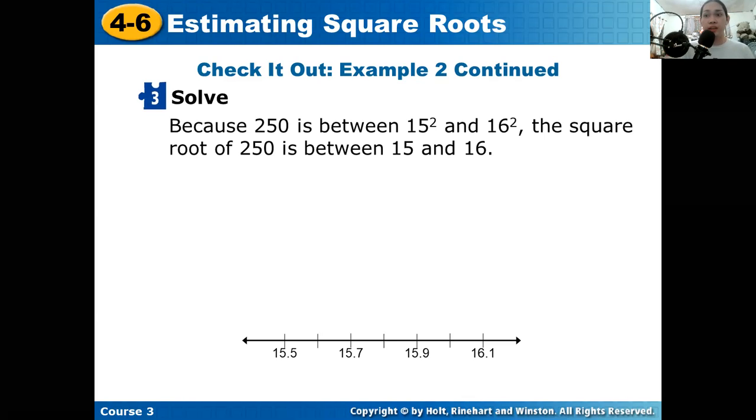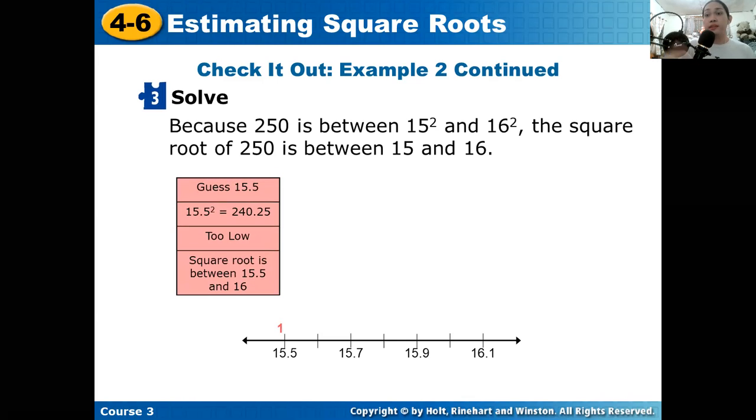So we will use the number line, as you can see. We have 15.5, 15.7, 15.9, and 16.1. So let's start with guessing the value for 15. What decimal will be added to 15 to approximate and estimate the value of the square root of 250? Let's try to have a guess.